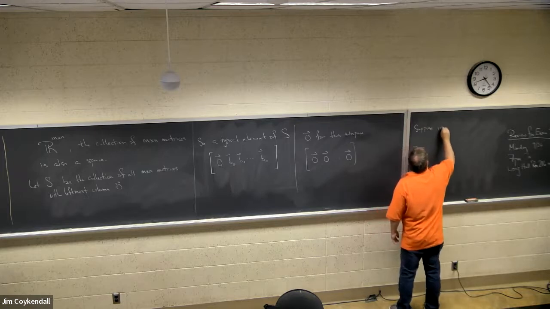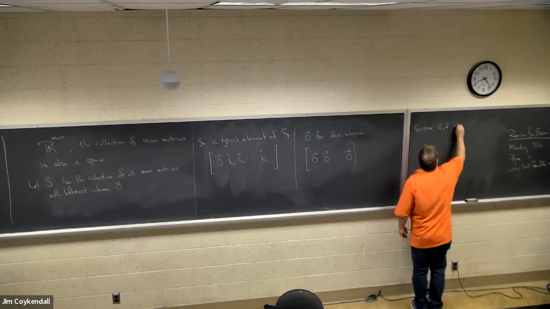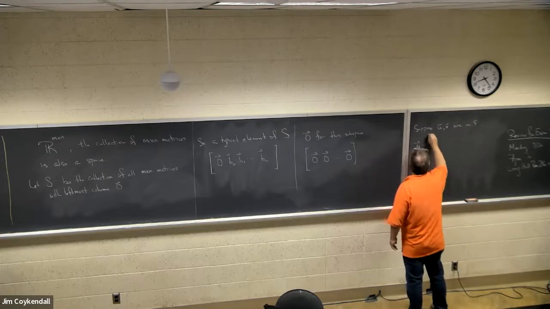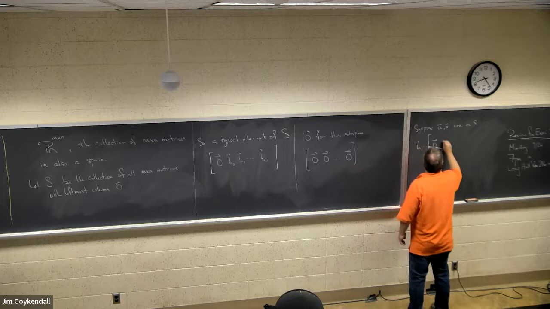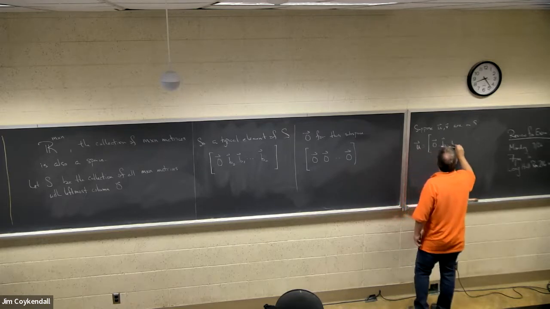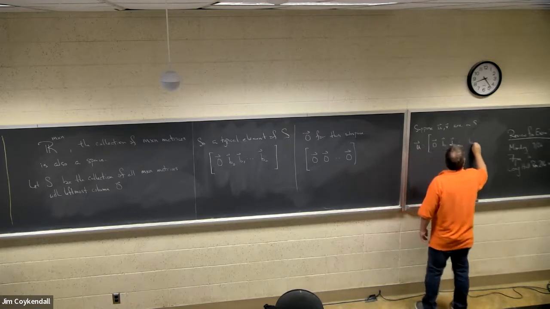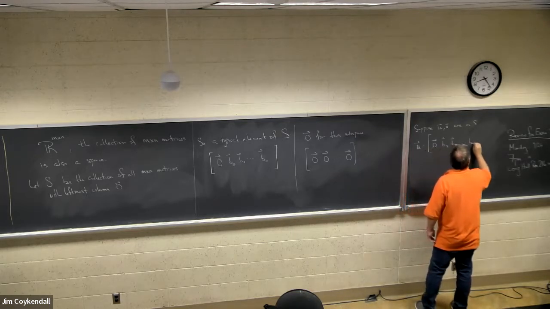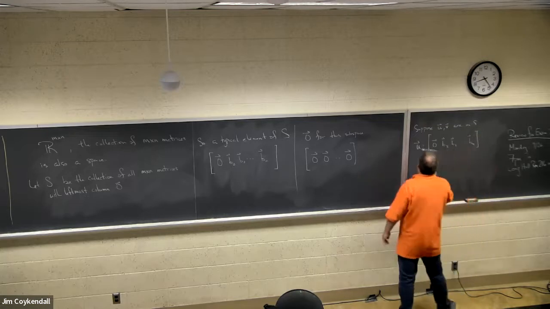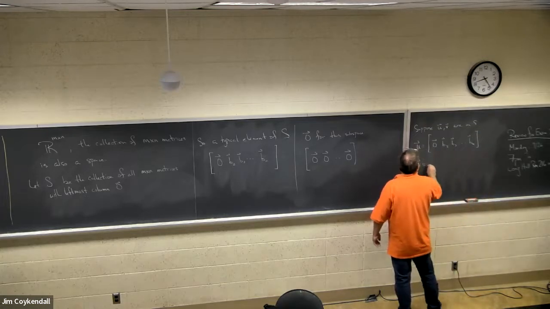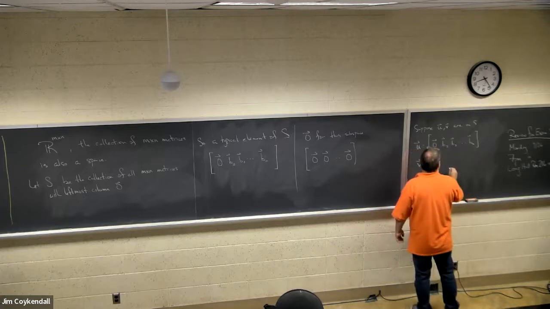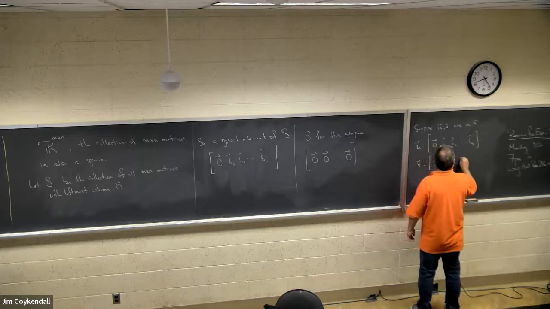Suppose U and V are in S. So I'm going to write U this way: 0, V1, V2. And V is 0, V2, V3.